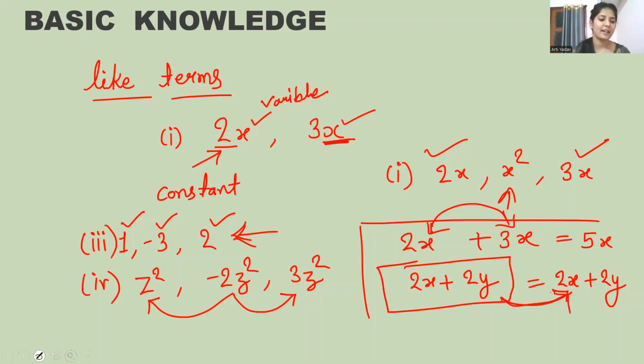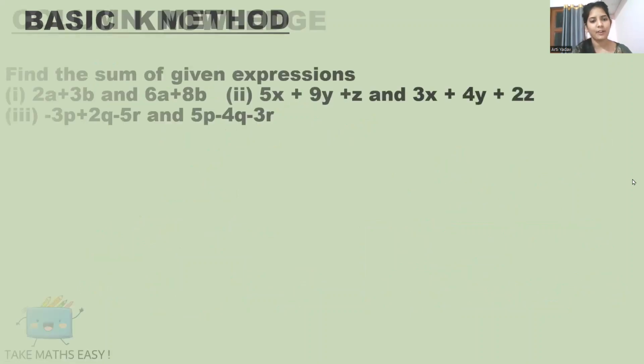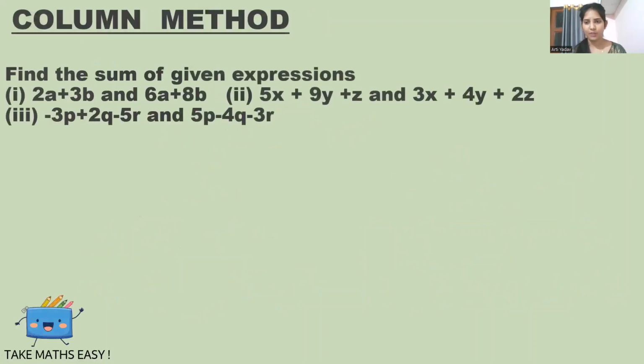Okay, now let's start the addition of algebraic expression. And then there are two methods of addition of algebraic expression. First method is column method, ये भी आपके सिलेबस में होगा. और नेक्स्ट मेथड होगी हॉरिजॉन्टल मेथड. सो आज हम दोनों ही मेथड से कर लेते हैं.